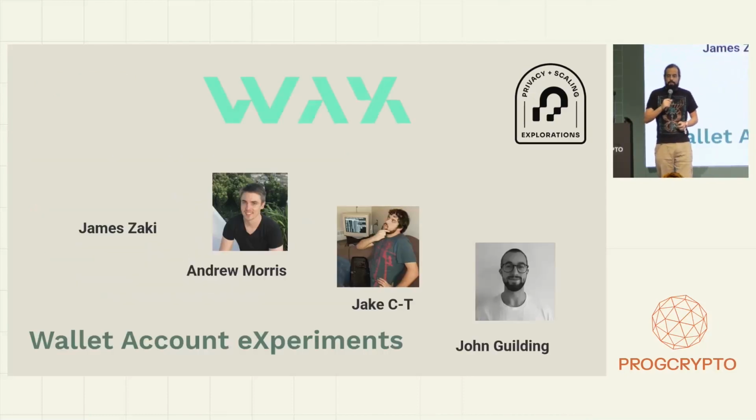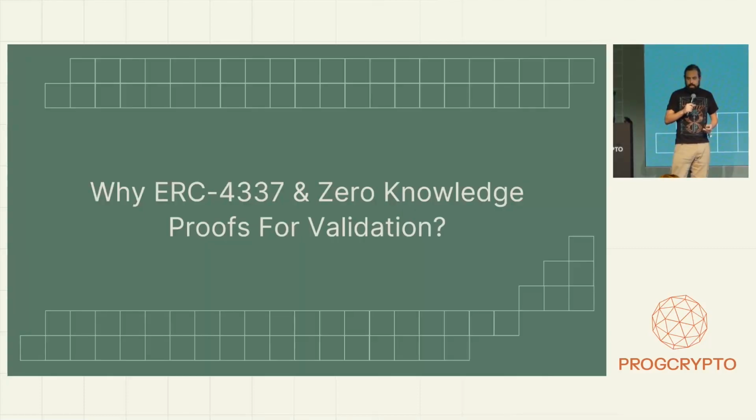I'm a member of the WAX team, which includes our team lead James, Andrew, and John. We're all wallet account experiments, and we do a lot of experimentation with account abstraction in 4337, recovery options, and validation mechanisms. So, why do we want to use 4337 and ZKPs for validation?